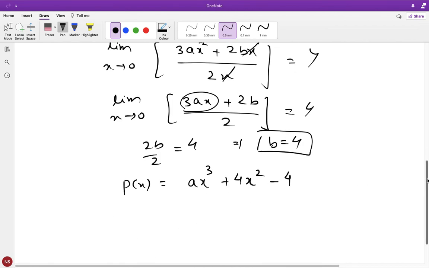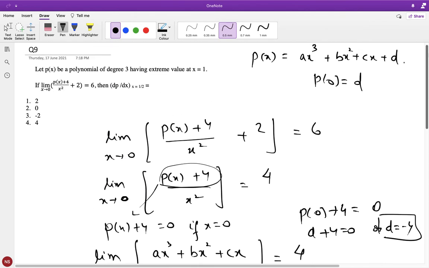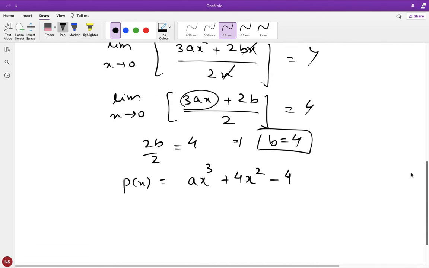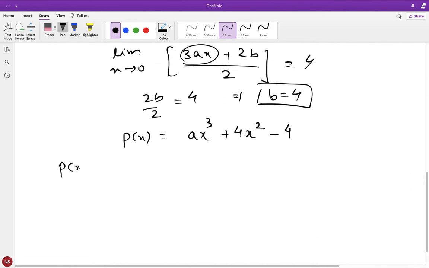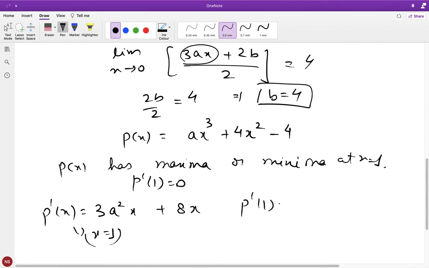Now it is also given that p(x) has an extreme value at x equals to 1. So p(x) either has maxima or minima at x equal to 1. So p dash 1 is equals to 0. So 3ax square plus 8x, this is my p dash x. This is 0 for x equal to 1.